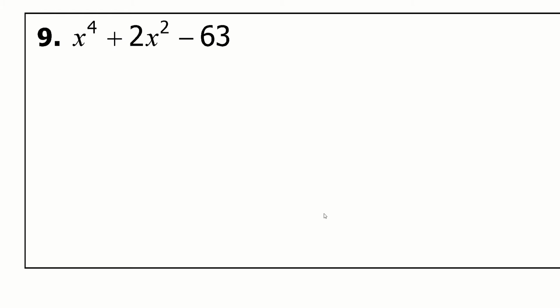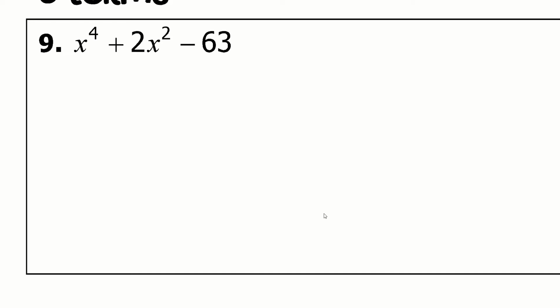First of all, there's no greatest common factor here on number 9, so I'm going to try to factor it down into two binomials. Right here, to get x to the fourth, that's x squared and x squared. To multiply to get a negative, that's a positive and a negative. Doesn't matter where I put them.